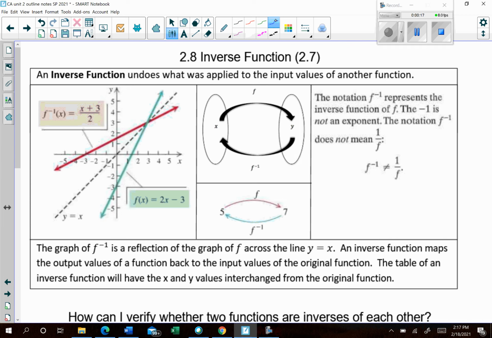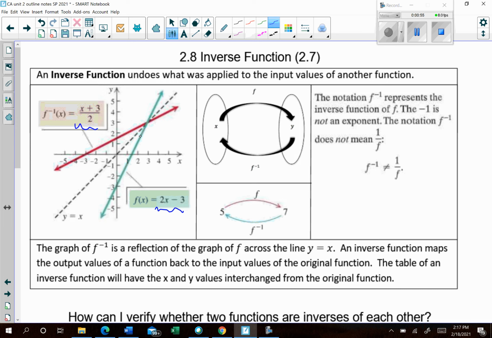Let's look at what I have here in green. You have the function 2x minus 3, and the inverse function is this red line right here, the function (x plus 3) divided by 2. If you compare them, they just undo what the other one did. In the original green function, you're multiplying x by 2, and over here you're dividing by 2. The original function has a minus 3, and the inverse function has a plus 3.